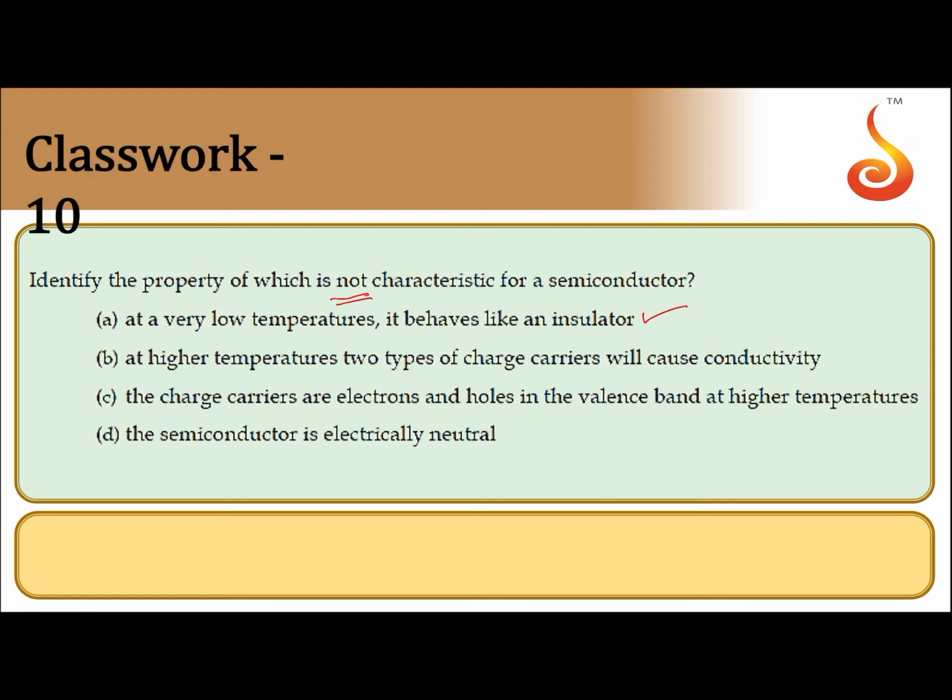At higher temperature, there are two charge carriers, electrons and holes. We know it. That is correct. Semiconductor is electrically neutral. This is also correct. Now check this. See, charge carriers are electrons and holes in valence band. See, in valence band, charge carriers are only holes, and electrons will move to conduction band. So at higher temperature, they cross the forbidden energy gap and reach conduction band. So this will be the wrong statement. So it should be option C.